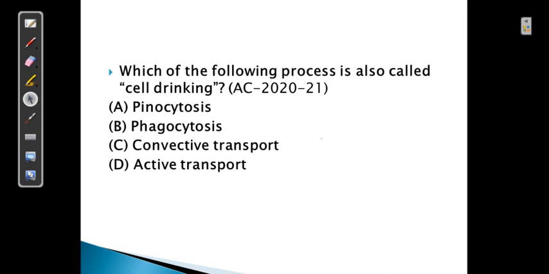Which of the following processes is called cell drinking? It is pinocytosis. Option A, pinocytosis, is the correct answer. It is a type of endocytosis process where small molecules are transported through this process.